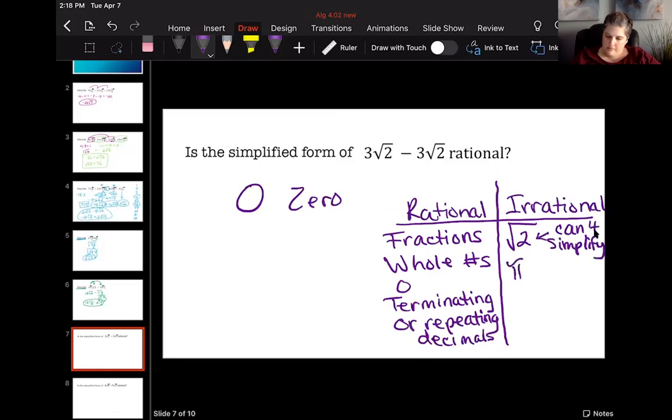Pi is another example of an irrational number. Irrational numbers are decimals that do not terminate or repeat. So what I mean by repeat is, if you put a number in your calculator and get 1.3657904327765 and it just keeps going randomly and there's no pattern, that's irrational.